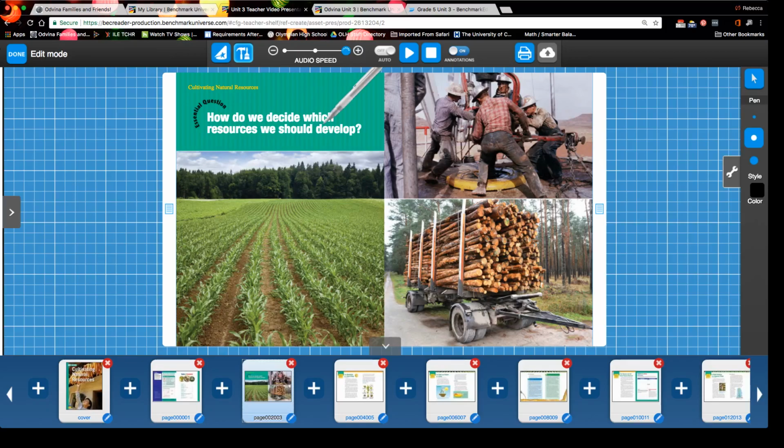And look at these pictures. Think about what they might be telling you. Why did the author include these particular pictures at the beginning of this particular unit? Go ahead and pause and think about that for a few moments. You might even want to write or jot down a few notes.